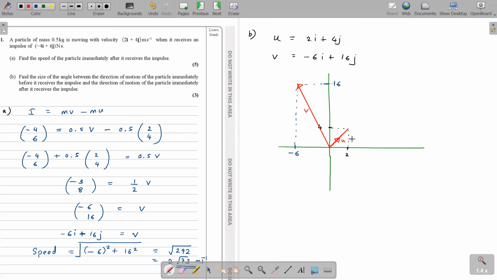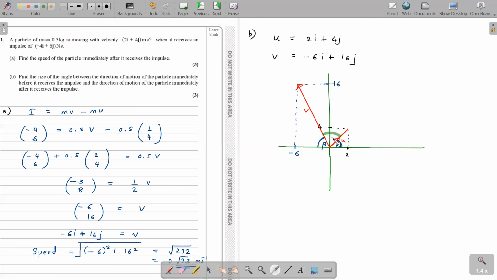So now you need to find the size of the angle between the direction of motion of the particle immediately before and immediately after. So you have to get the angle in between these two. What is the easiest way to get the angle in between these two? What I feel is easiest is to find this first angle here. Let's say this angle is alpha and I can find the other angle beta. By the way, first of all, do you know what angle you need to find? You have to find the angle in between u and v. So basically this angle that I'm marking right now in green is the one you need to find.